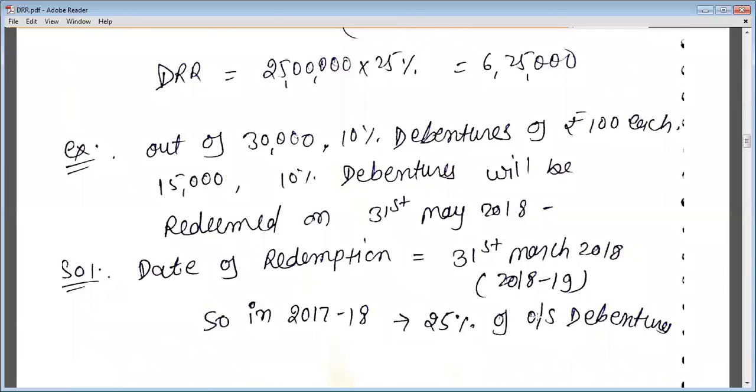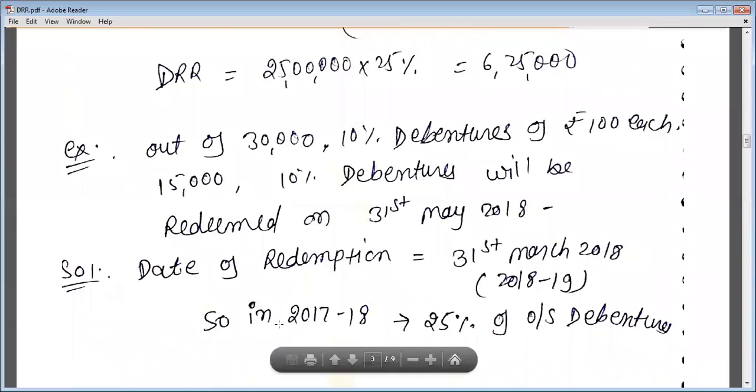So redemption is going to happen in 2018-19. So the condition is, this is the rule, this is the guideline that must be followed, that the preceding year is 17-18. At the end of 17-18, you must be able to transfer 25% of outstanding debentures in DRR. If you have done it, then only you can redeem your debentures. Otherwise, you cannot redeem your debentures.